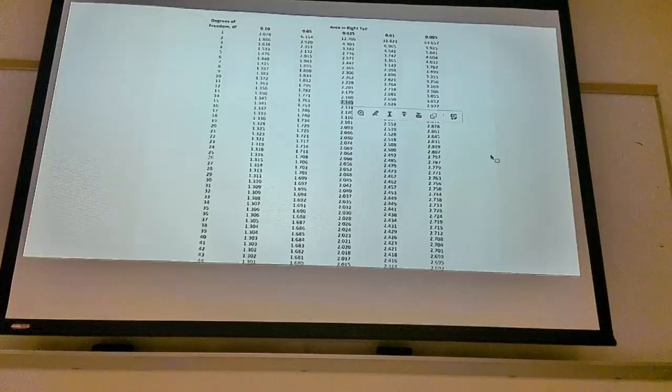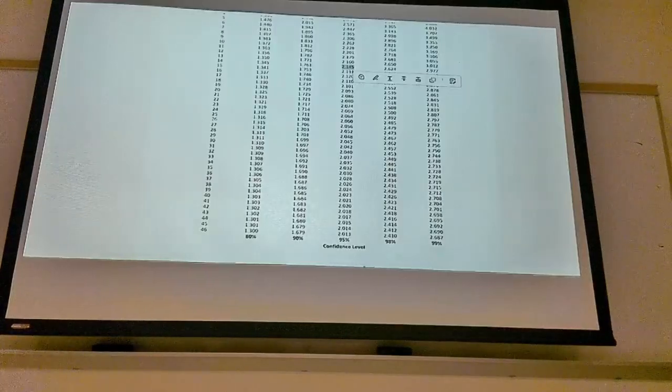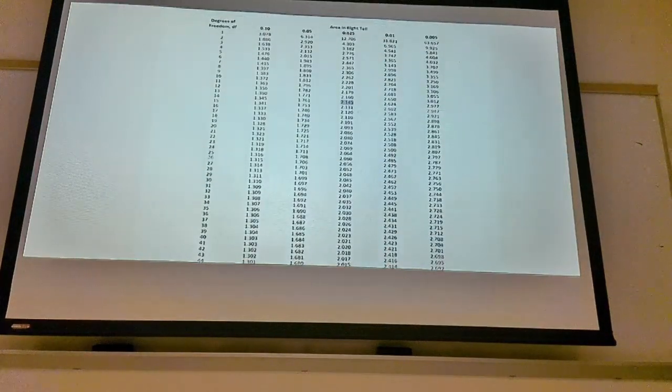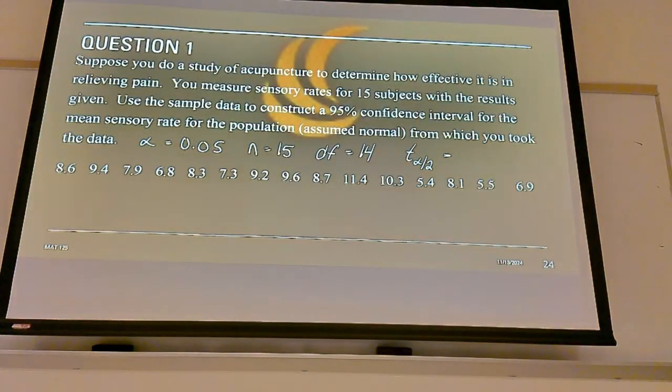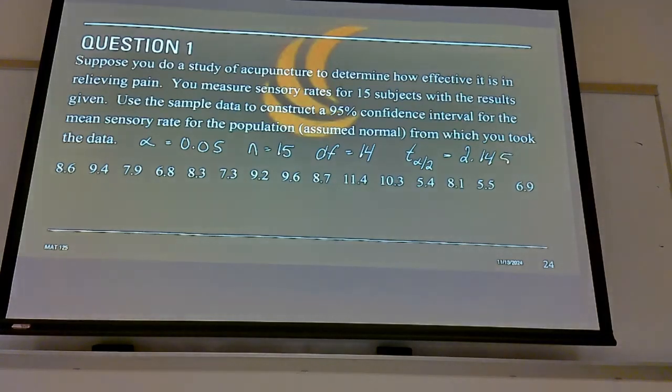Oh, okay. So I was finding it with the area. There's our critical value. Again, you can't use that for every problem because it depends on your degree of freedom. So you're going to have to use this chart.